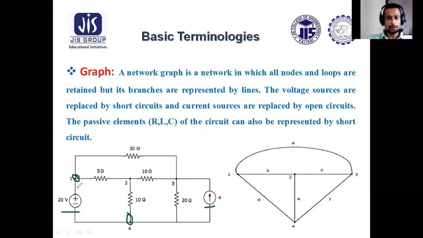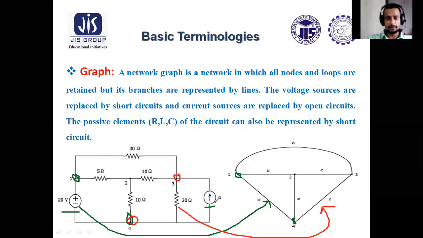Between node 1 and node 4, there is a voltage source connected in the circuit. But here, between node 1 and node 4, that voltage source is replaced by a branch which is a short circuit. So a voltage source in a graph should be represented by a short circuit. But between node 3 and node 4, there is one resistor and one current source. R, L, C, all these passive elements should be represented in a graph by a short circuit, like the voltage source. So between 3 and 4, there is a resistance which could be represented by a short circuit. But what about this current source?